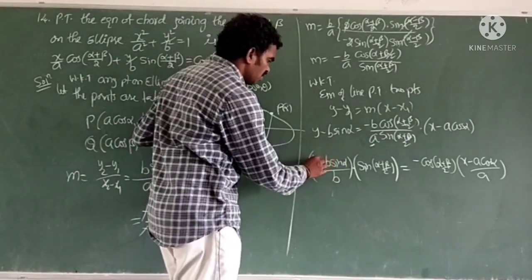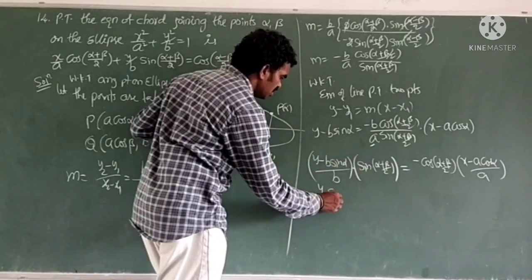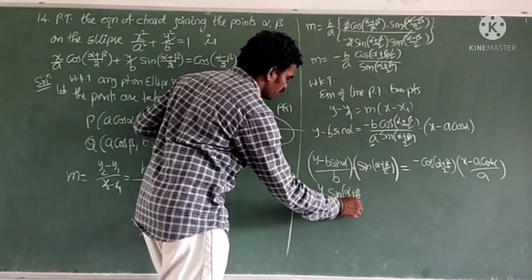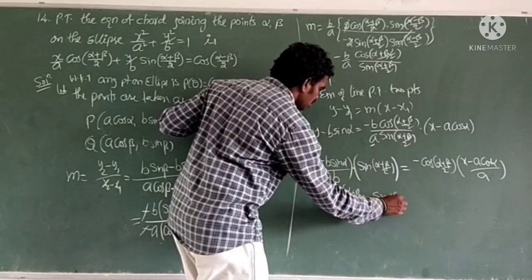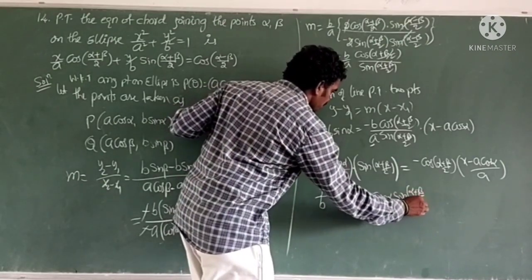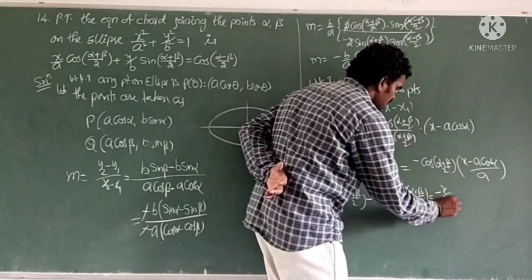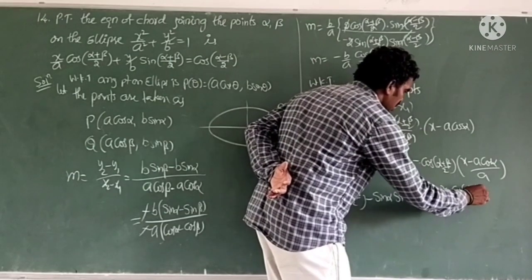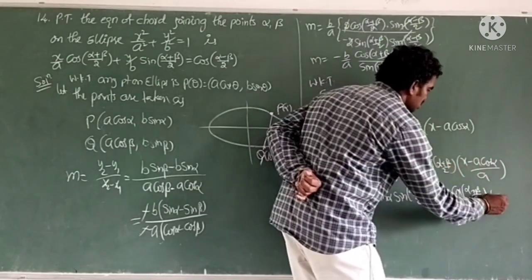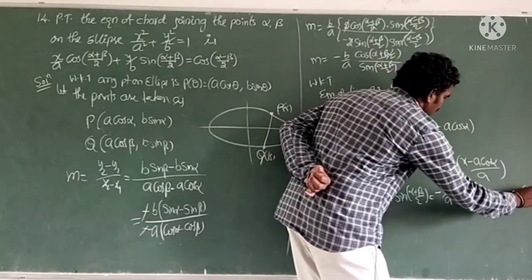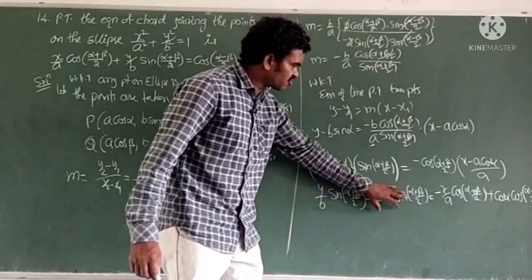Now multiply y by b into sine of alpha plus beta by 2. Next, b cancels, only minus sin alpha into sine of alpha plus beta by 2 is equal to, same, minus cos alpha into x by a, becomes minus x by a cos of alpha plus beta by 2. Next, minus into minus is plus, a by a cancels, cos alpha into cos of alpha plus beta by 2. And this one bring to the left side and this one send to the right side.